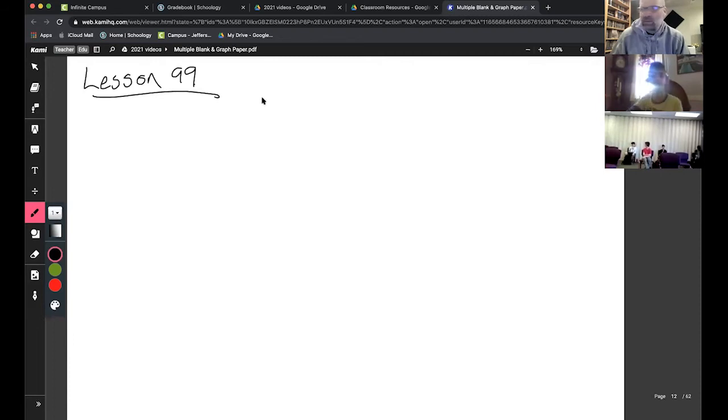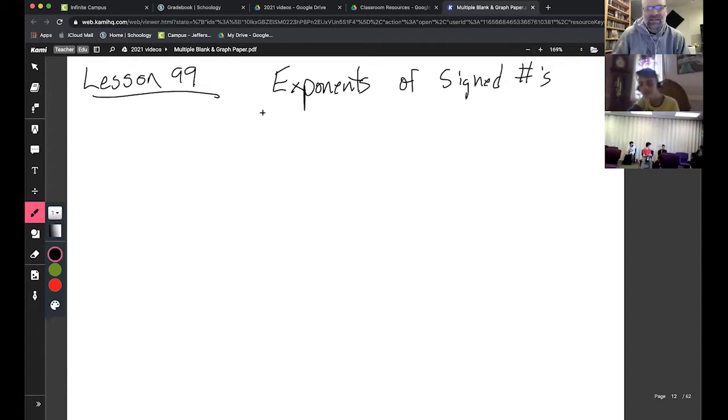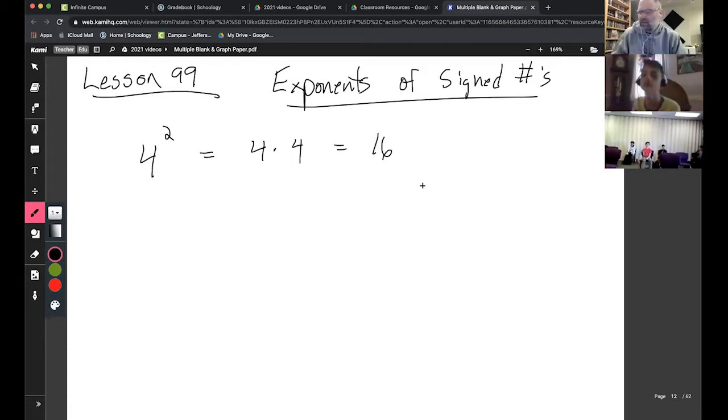So we're going to do a little bit of review, but we're going to do exponents. I know you guys know exponents, but we're going to do exponents of signed numbers. So this isn't as easy as it sounds. So let's just review. What does this mean? This just means 4 times itself, right? Which is 16.